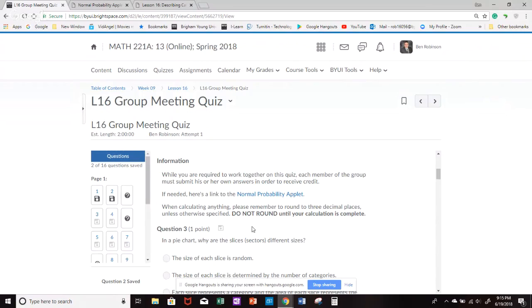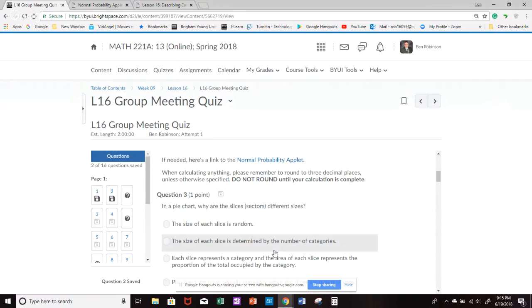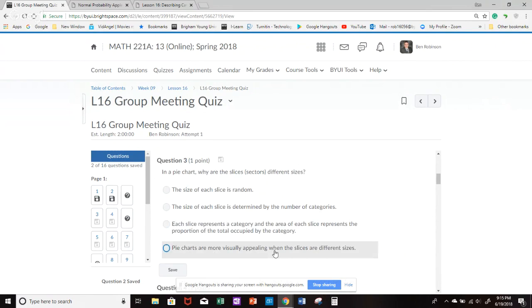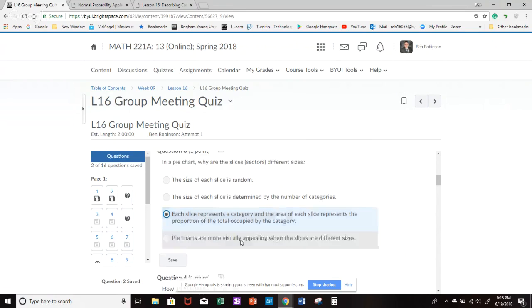Question 3. In a pie chart, why are the slices or the sectors different sizes? Each slice represents a category, and the area of each slice represents the proportion of the total occupied by the category.